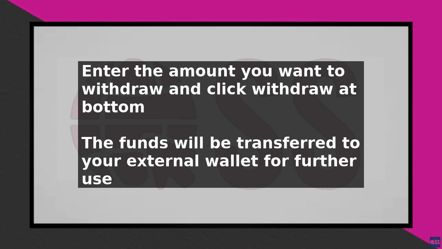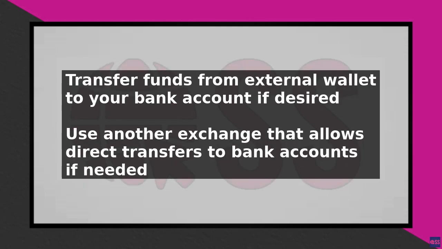For example, if you want to withdraw Bitcoin, search for BTC and paste your wallet address, such as your Coinbase or Binance address, into the required field. Select the network, choose the amount you want to withdraw, and click Withdraw at the bottom. The funds will then be transferred to your external wallet, from which you can deposit them into your bank account if desired.